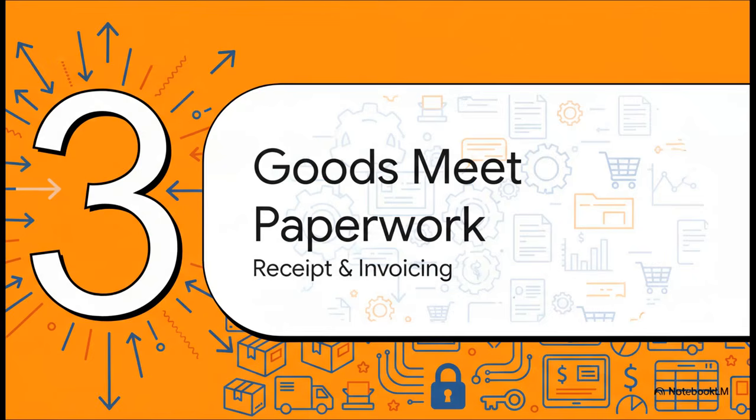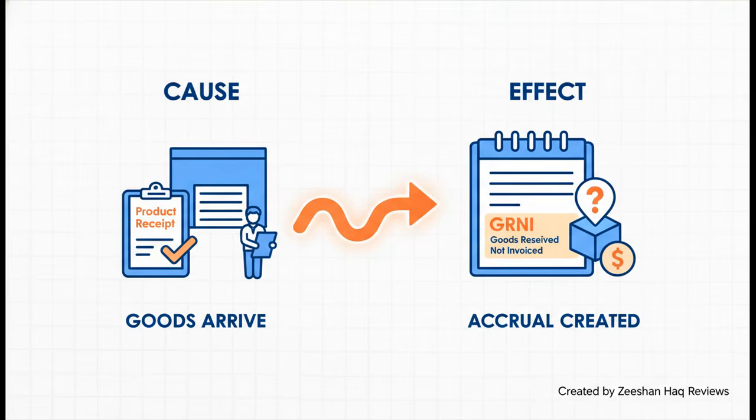All right, here we go. This is the climax of our story. This is the moment where the real world, the physical stuff arriving at your loading dock, crashes right into the digital world of accounting. So picture this. Pallets of those 10,000 laptops show up at the warehouse. The team there unloads them and posts what's called a product receipt. Now, this sends a signal to the accounting system that basically says, hey, the stuff is here. We now have the asset, but we haven't gotten the bill yet.